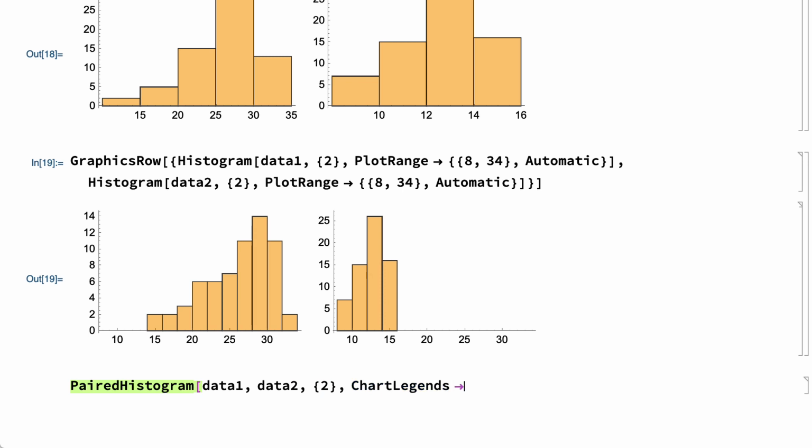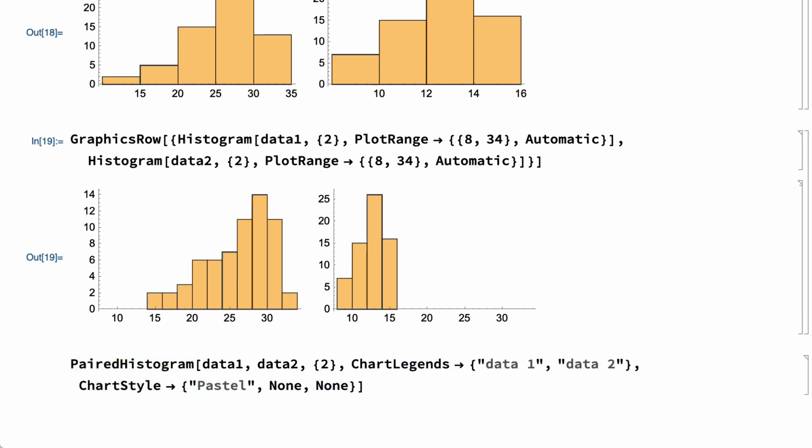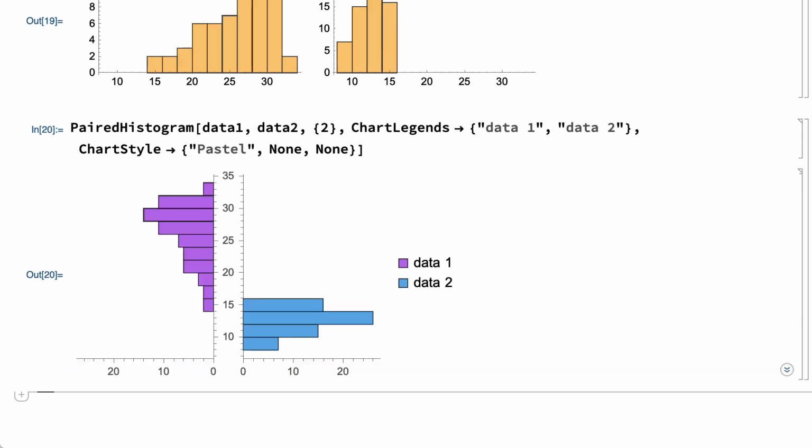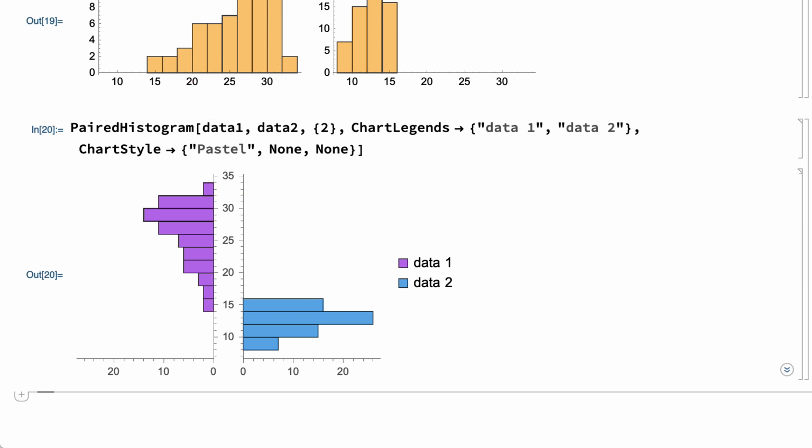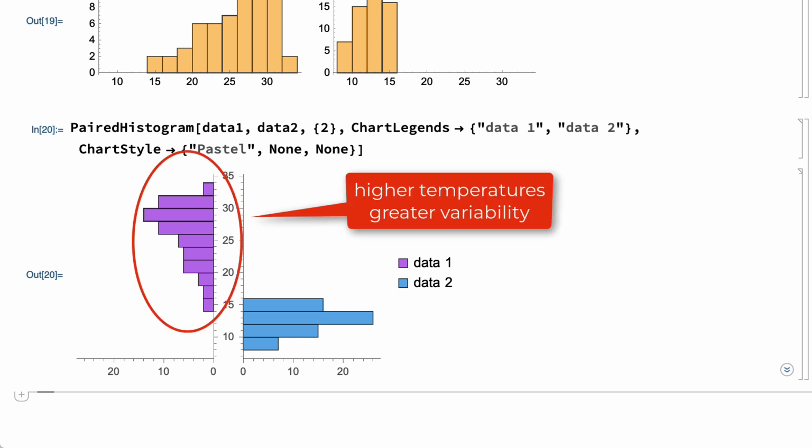Here is an input that shows another way of comparing these histograms. This input uses the paired histogram function to create a chart called a paired histogram, with the bars of each histogram shown horizontally on opposite sides of a shared vertical scale that labels the bins. A paired histogram is a good way of comparing two histograms. It gets both histograms on one chart with data sorted into the same bins, and in this example, like the box and whisker chart, gives a visual indication without even needing to look at the scale of the chart that the temperatures in the first data set are generally higher and more spread out than the temperatures in the second data set.